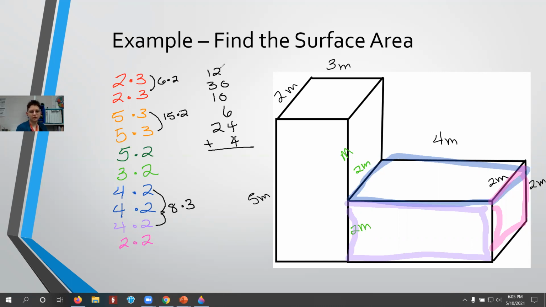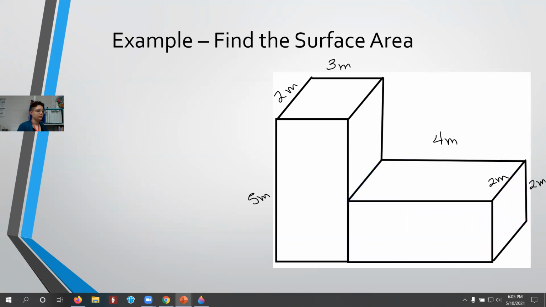So I'm going to add everything. 4 plus 6 is 10. 10 plus 2 is 12. 12 plus 4 is 16. Carry my 1. 1, 2, 3, 4, 5, 6, 7, 8. So my total is 86 meters squared, the surface area of my 2 combined rectangular prisms.